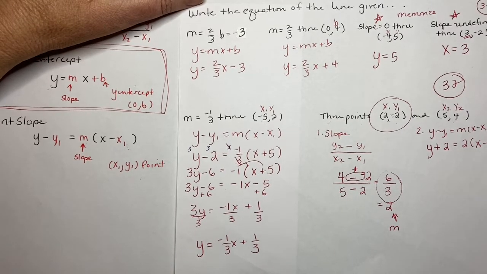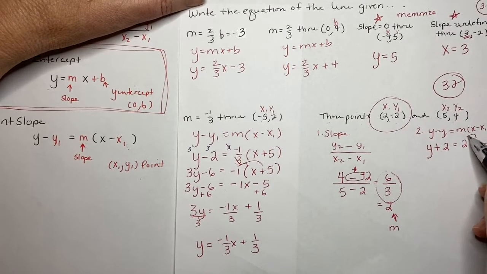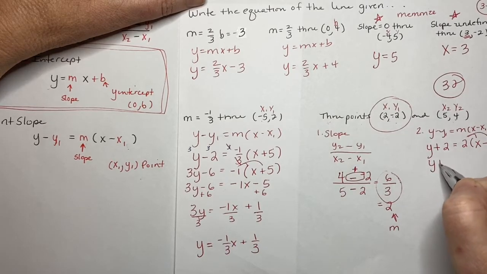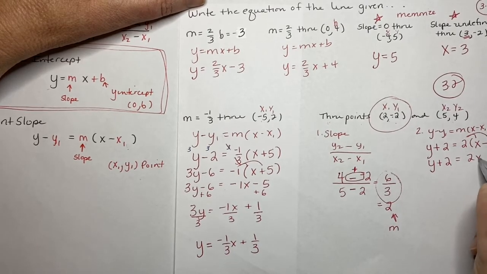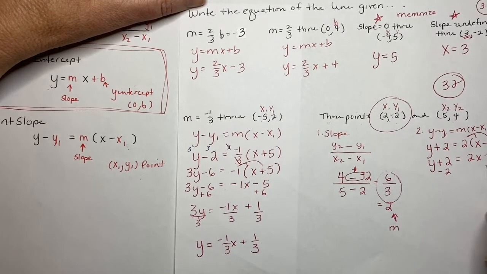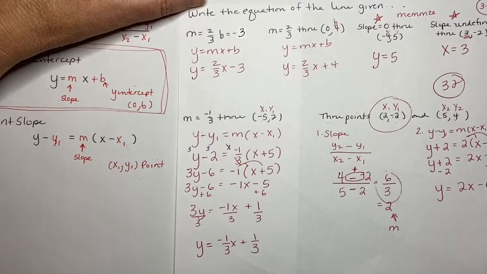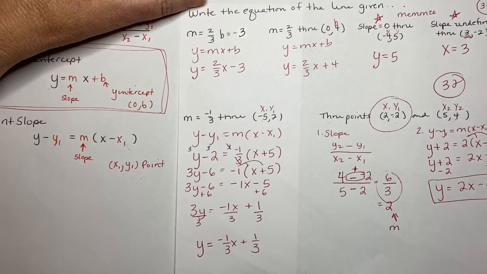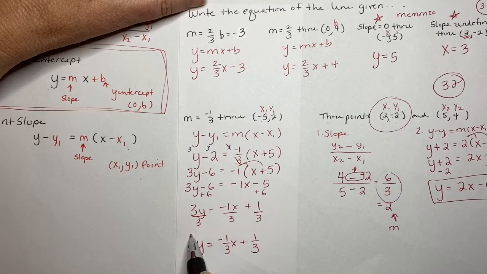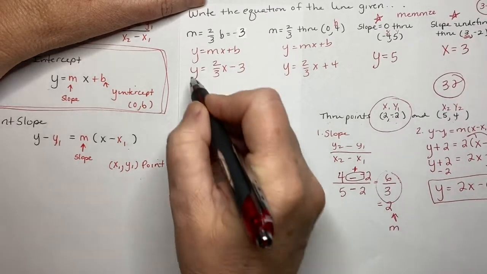Okay, we don't have a fraction, so that's good. We don't have to get rid of a fraction, but we do have to get rid of our parentheses. So we're going to distribute and get y plus 2 equals 2x minus 4. And then to get y by itself, I'm going to subtract my 2. So y equals 2x minus 6. And that's your final answer. So you notice they're all in equation of the line form.